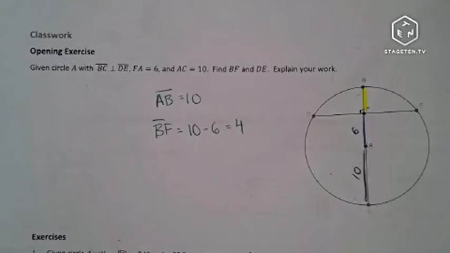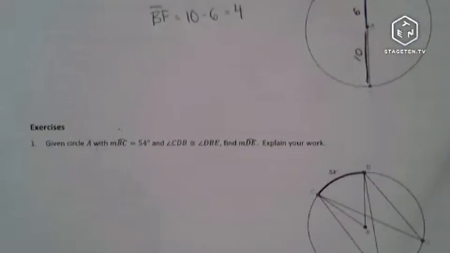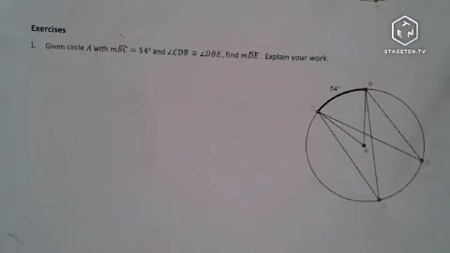We know that we're looking at two lines that should have equal segments in between them, right? So take a second to think about this. What do you think the measure of DE is? What do you think?